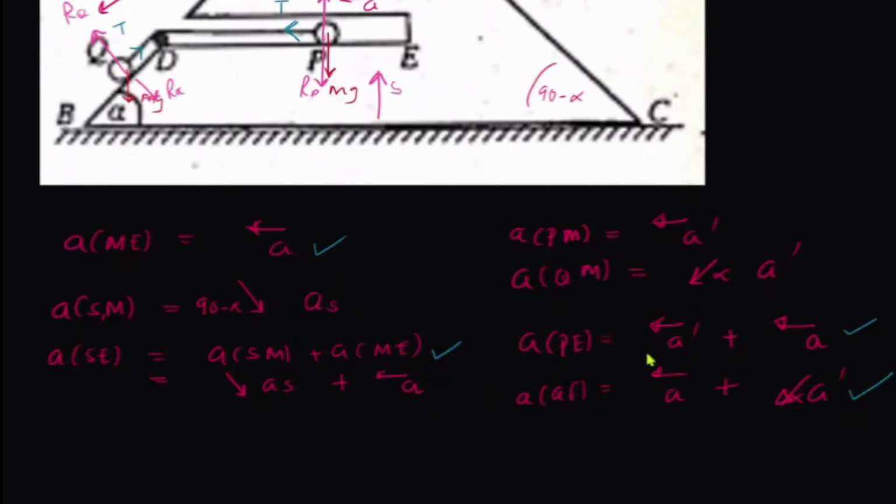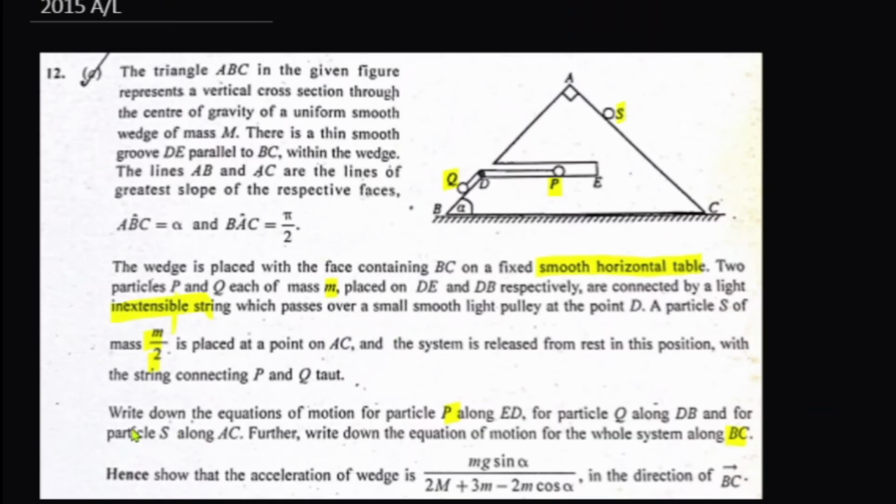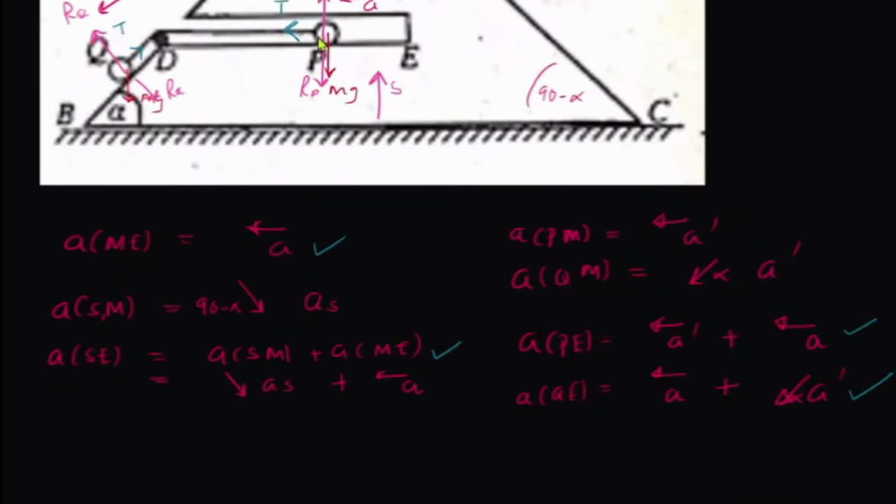So now we can easily go for the problem, right? Let us see what they are saying. Write down the equations of motion of particle P along ED. We need to write it along ED for P, right? For P along ED, we need to apply F equals MA in this direction.